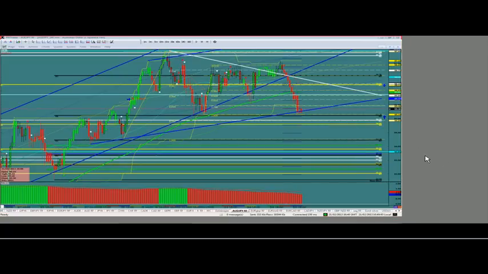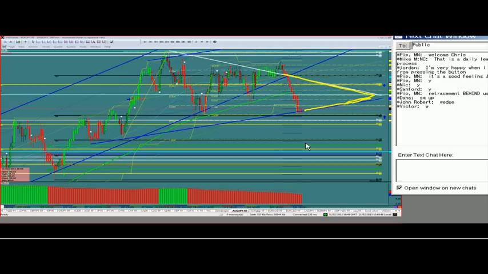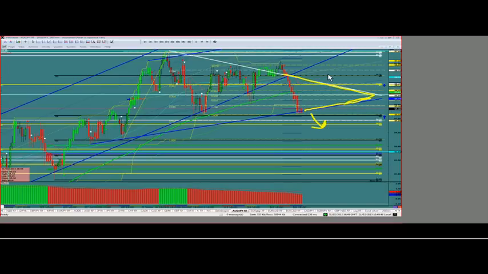All right. If we get a bounce, you can see where we're in. What will we be in if we get a bounce? We'll be in a wedge. We need to break out.